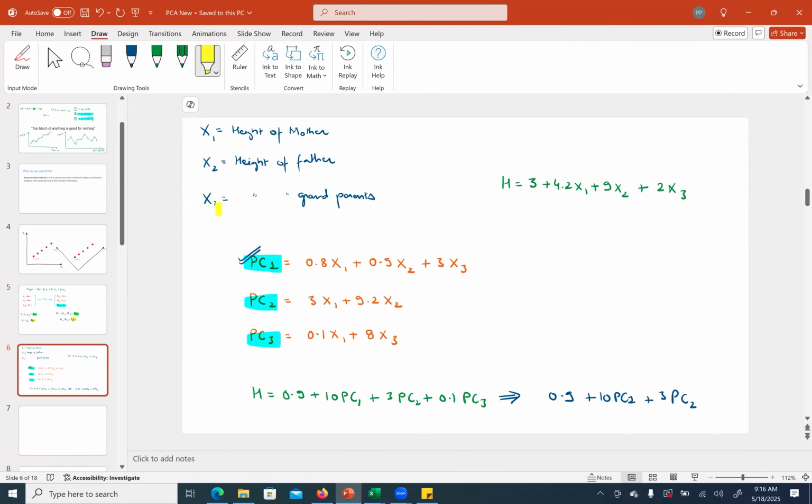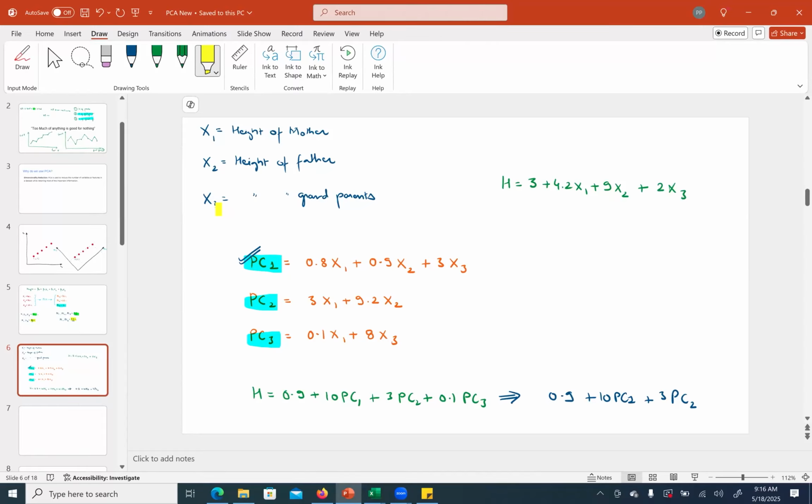But what is the drawback? The drawback is principal components are defined in this way. The first principal component, something like this. Like in the backend, it works like this. PC1 will be a combination of all 3, PC2 again, PC3 again. Now earlier, each variable had some definition. I can say x1 is height of mother, x2 is height of father, x3 is height of grandparents.